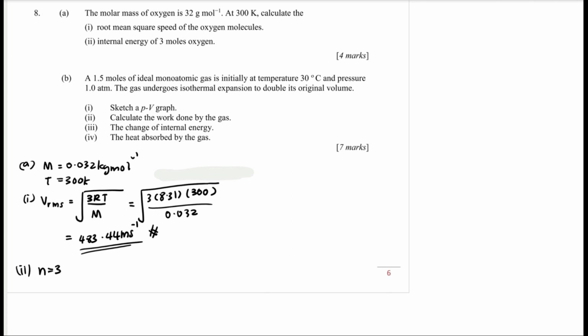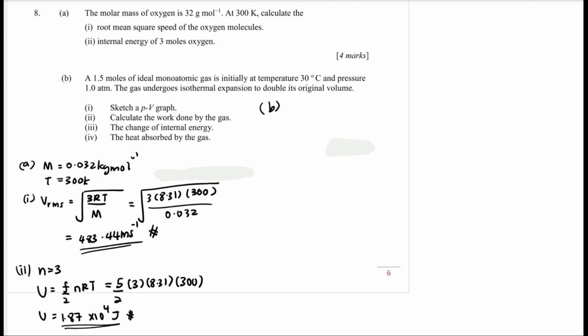And then second, internal energy of 3 moles of oxygen. So n is equal to 3. You want to find U. So F over 2 nRT. The F you substitute in. Oxygen is diatomic, so the degree of freedom F must be 5, times 3, times 8.31, and then the temperature is 300 Kelvin. And then the last one, U must be in joule: 1.87 times 10 power of 4 joule. Okay, so we finish that one. Alright, and then proceed to B.